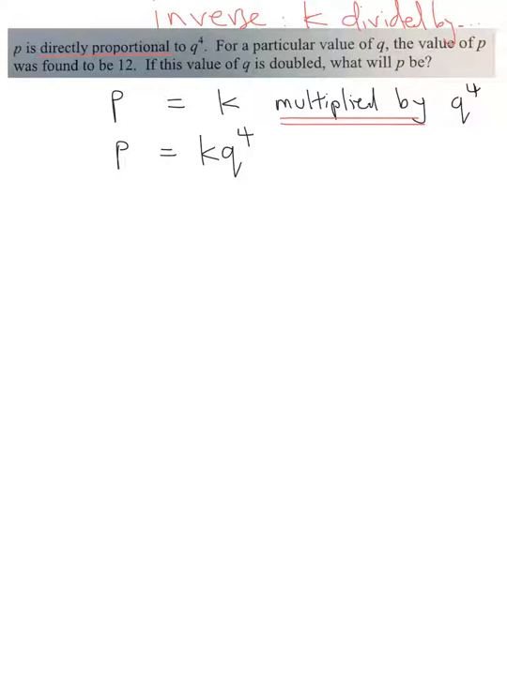You notice that in this case, they say for a particular value of q, the value of p was found to be 12. So what we are supposed to do here is actually this. So when p equals 12, the algebra q will still remain as q. Now as in all proportion questions, what you have to do is to express k in terms of the other terms first.